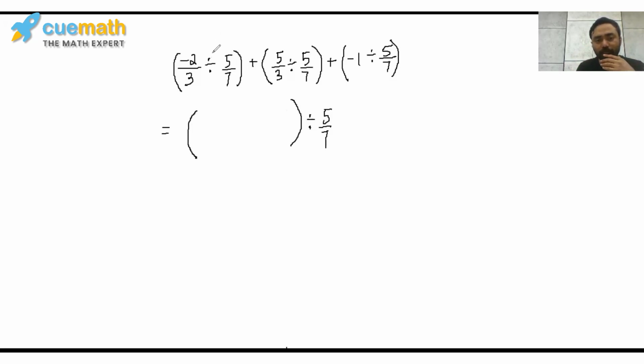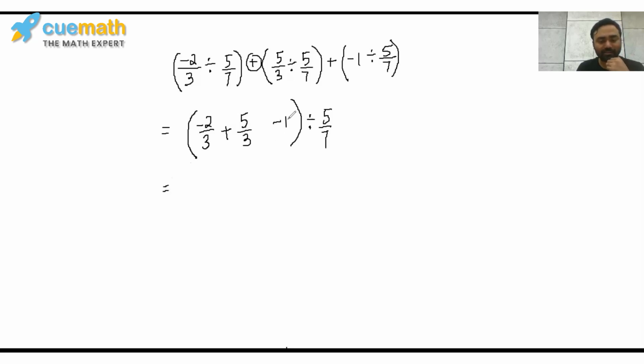So from the first bracket, if we take out negative 5 over 7, we are going to be left with negative 2 over 3. From the second bracket, we are going to be left with 5 over 3. And see what is the sign between negative 2 over 3 and 5 over 3? It's plus. Similarly, from the third bracket, we are going to get negative 1. And the sign between the second and the third bracket is plus. Now we know that plus and minus would eventually become minus. So let us only keep 1 minus. Now we'll have to only solve this bracket first.